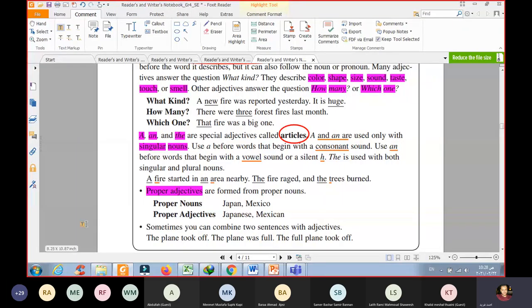Okay, now proper adjectives. What are proper adjectives? They are formed from proper nouns. Proper nouns, I think you know, boys, we studied before, indicate countries, names, and so on. Here are proper nouns like Japan, Mexico. We have also proper adjectives like Japanese, Mexican, Jordanian, Egyptian, and so on. Okay, so you can read it, Abdullah, please.